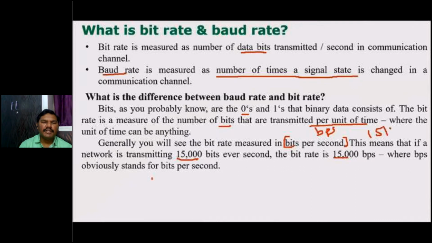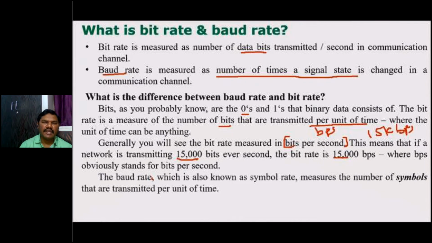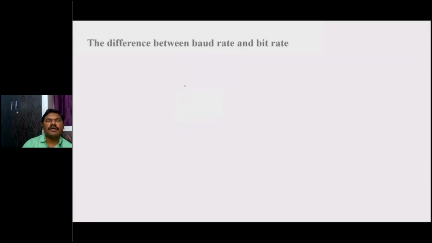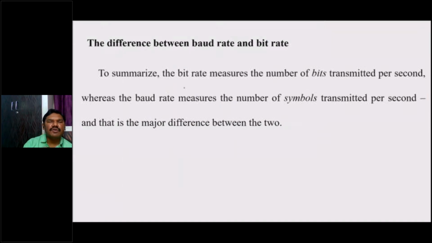BPS stands for bits per second. You know Mbps is megabits per second, Gbps is gigabits per second. Whereas the baud rate, which is also known as symbol rate, measures the number of symbols transmitted per unit of time. What is a symbol? The bits are usually 00, 01, 10, 11 for 2 bits. For 3 bits, 000 to 111. It's called a symbol. Right, a group of bits is called a symbol.